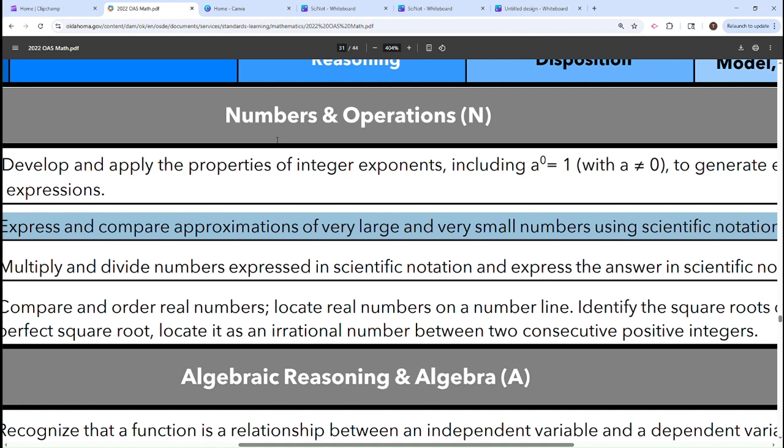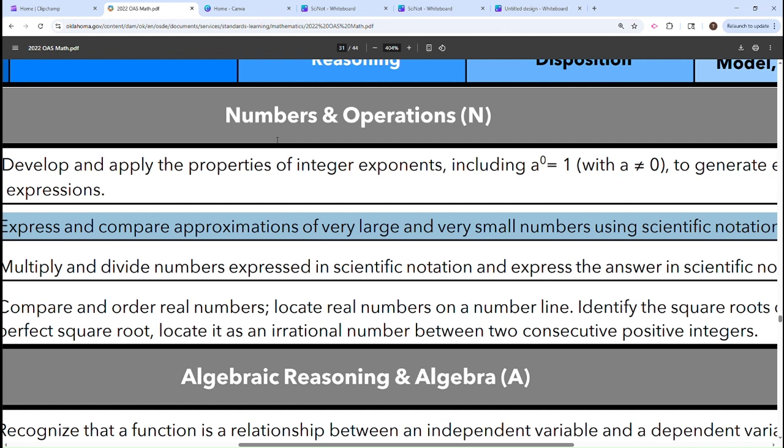For you 8th graders, the standard for today is for you to be able to express and compare approximations of very large and very small numbers using scientific notation. And we alluded to that a bit in the intro. 1 billion being rather large, although in the grand scheme of things, 1 billion is a drop in the bucket, and very small numbers. You know those because they're decimalized and they have the TH at the end of it.